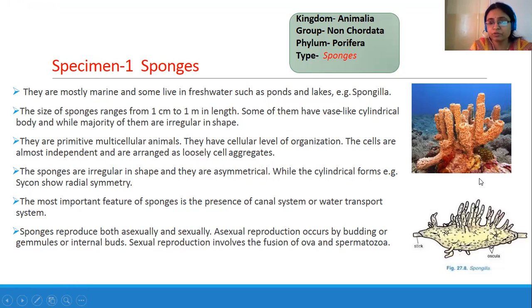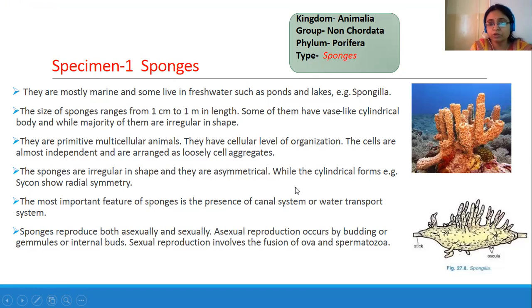Most important feature of these sponges is that they have the canal system. They have the water transport system in them, which is very helpful for these sponges for the purpose of nutrition. Food simply passes along with the water current inside their body, and they will simply trap the food, digest it, and absorb the nutrients. And this water transport system is also essential for reproduction purposes also. Gametes also come along with the water current inside their body.